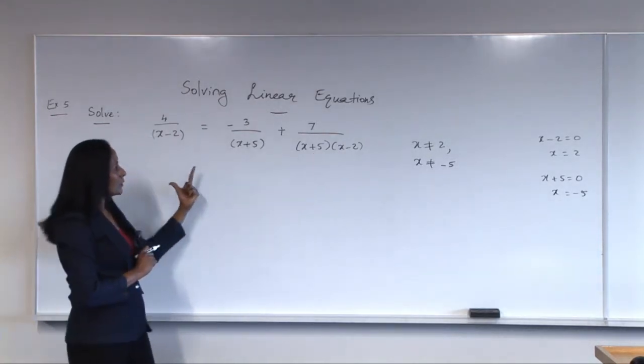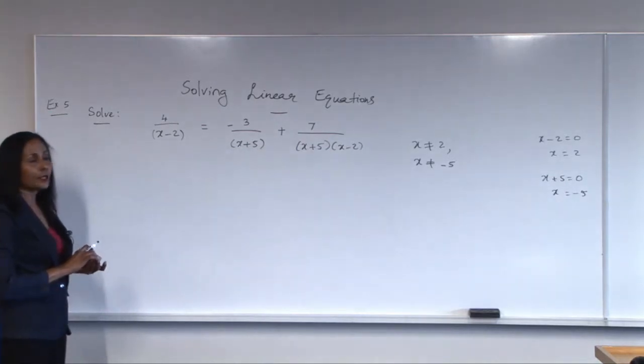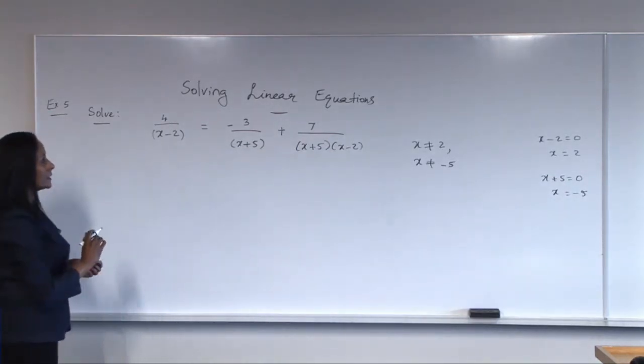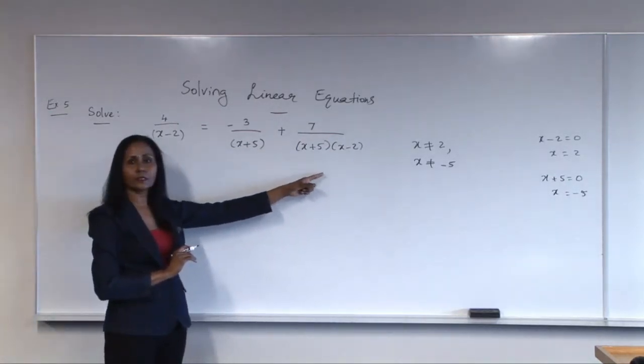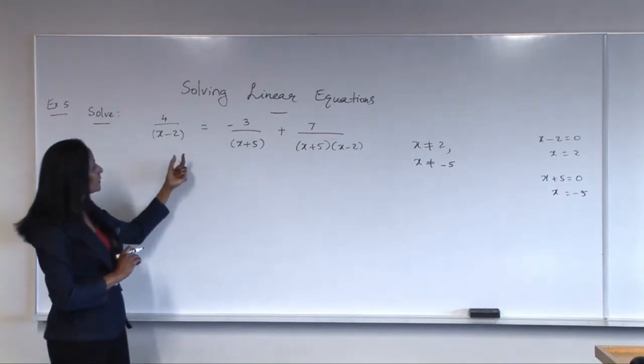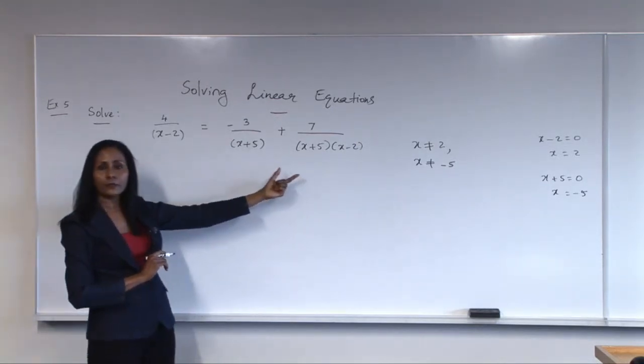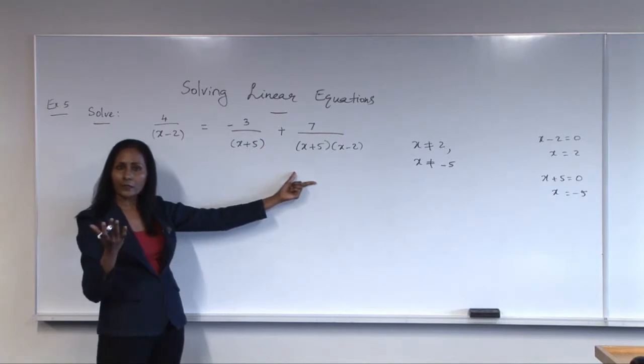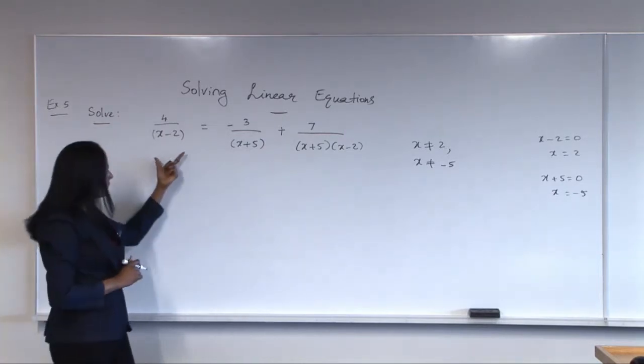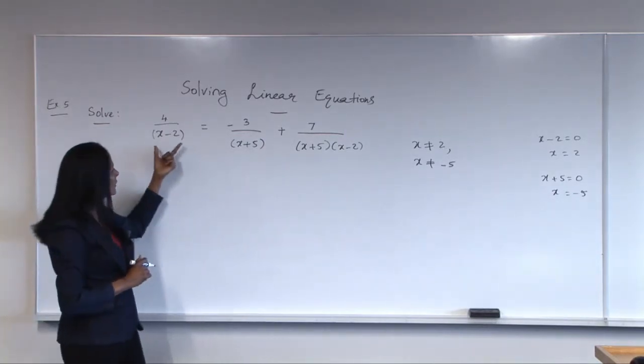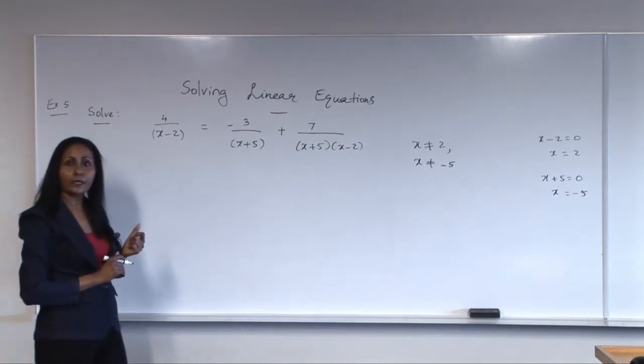So what would be the common denominator? The common denominator is x plus 5 times x minus 2. So if you have a 3 here, and a 5 here, what would be the common denominator? 15. So it's the same way. Just remember, look at these as just numbers.